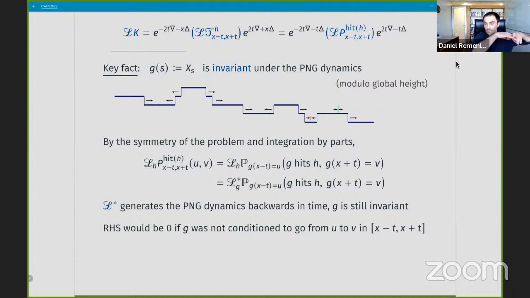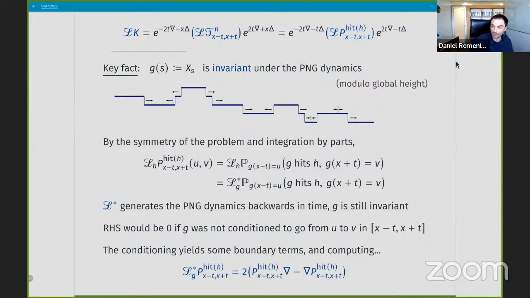Well, that would be the case if my path was completely free. If it really was the free random walk, the one that's invariant. But this one is not free, because I'm conditioning it to go from U to V. So it's been conditioned. It's not really a bridge measure, let me say it that way. So I don't get exactly zero. What's going to happen is that, due to this conditioning, I'm going to get some boundary terms. And if you compute the boundary terms, this is a computation, you get exactly what you need, which is this. So this is what I needed in the earlier slide.